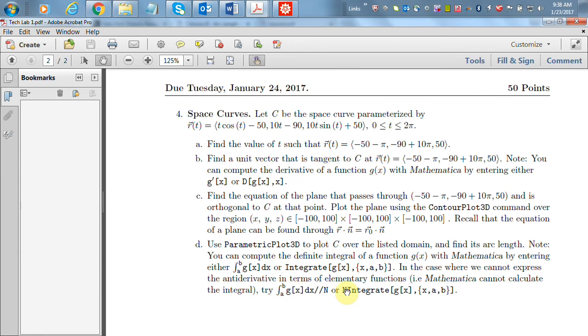It tells you the command. But if you don't want to use the commands or figure out how to use them, just Google search how do I integrate on Mathematica, and it will give you a formula. So you can take those derivatives by hand, square them by hand, put them into the integral, and tell it to integrate for you.